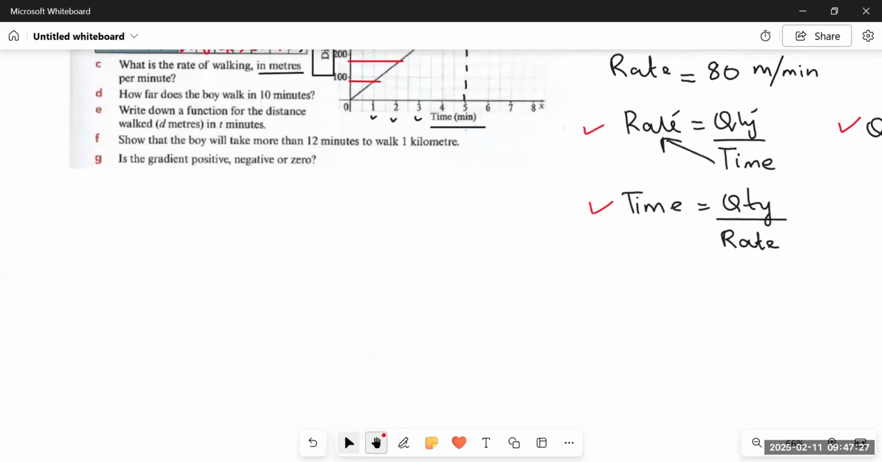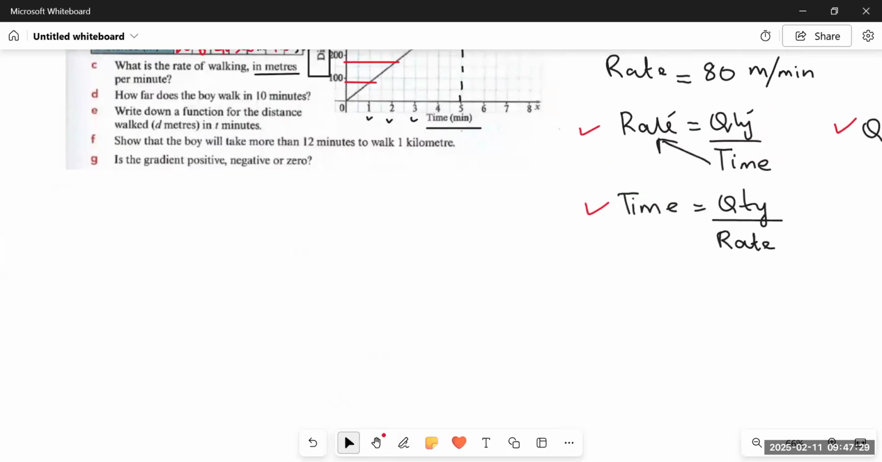Okay. So if we have to find out how far the boy walks in 10 minutes, what are we going to do? We will keep the rate constant. That is, the rate is equal to 80 meters per minute. Sorry, we have to find out the quantity. They have given us the time, 10 minutes. How far does he walk in 10 minutes? It means we have to find out the quantity, not the time. So which formula are we going to use? We will use this formula, time multiplied by rate.